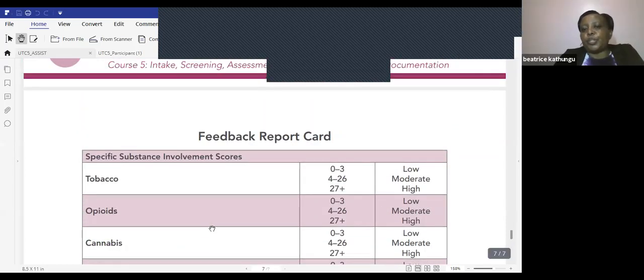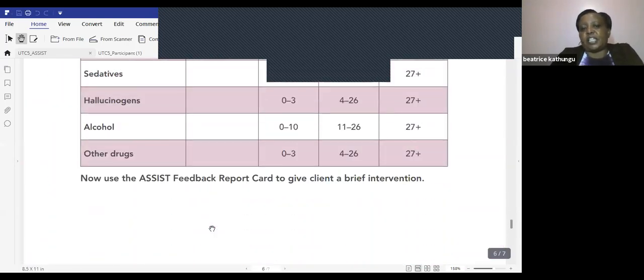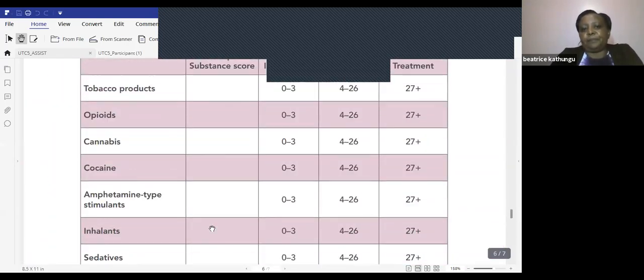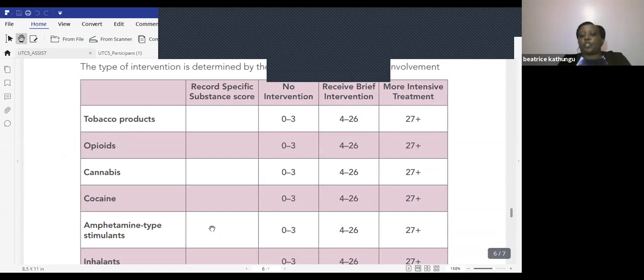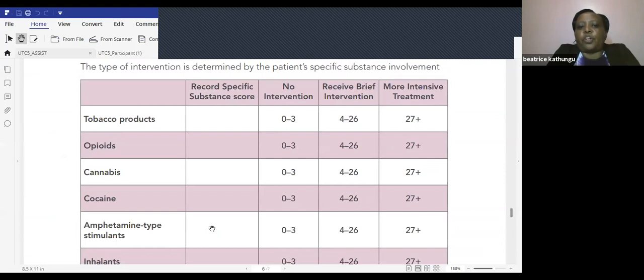Now we want to go to the intervention table, which is the one just above. So we are saying that if he scores between 0 to 3, we don't need any intervention because the risk is low. If the risk is moderate, we give him what is called a brief intervention. And Moses is going to be taking us through that in the next class about the brief intervention.